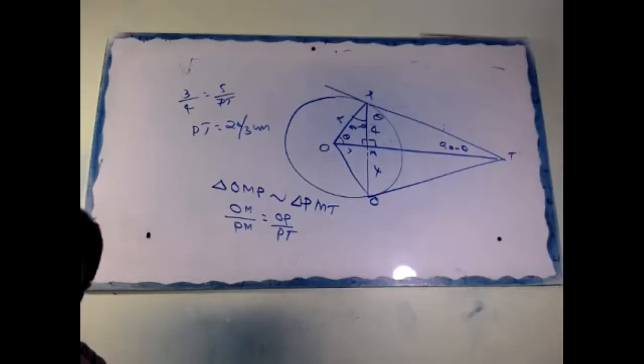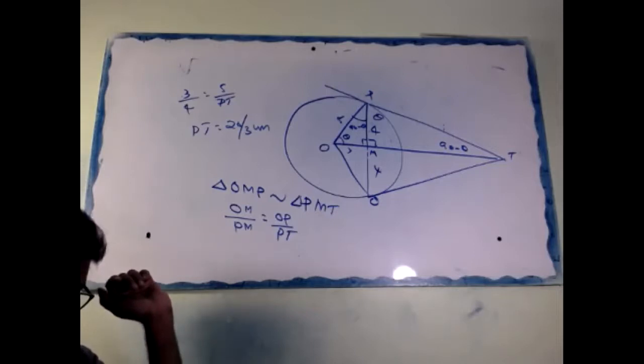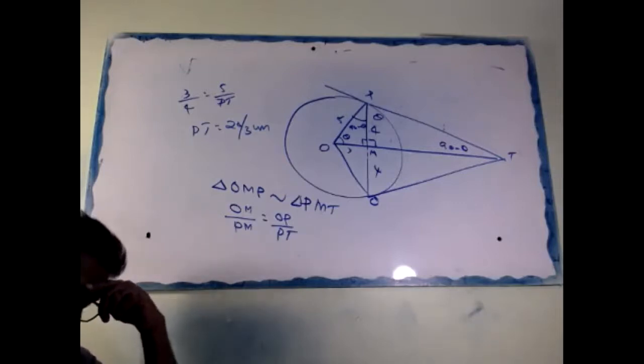Okay. Question again. Two tangents, listen. Two tangents TP and TQ are drawn to a circle with center O from an external point T. Prove that angle PTQ equals twice angle OPQ.